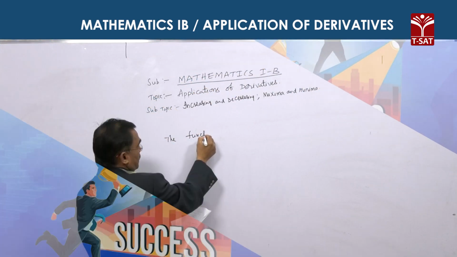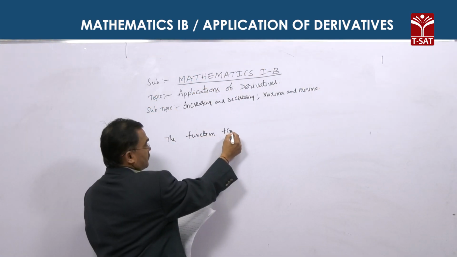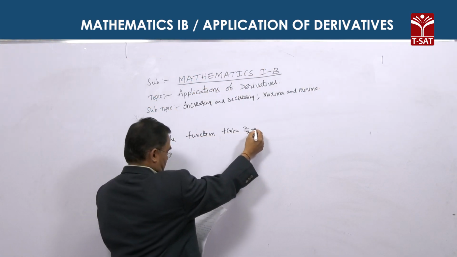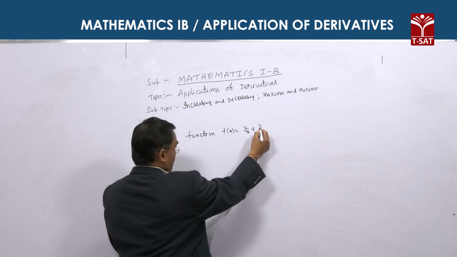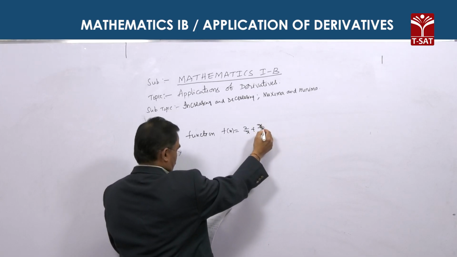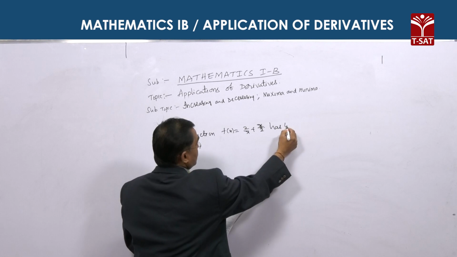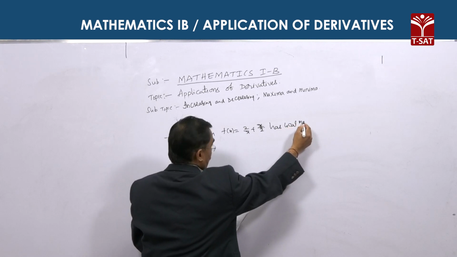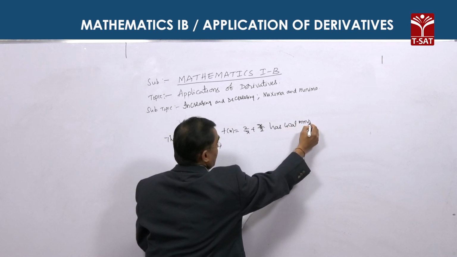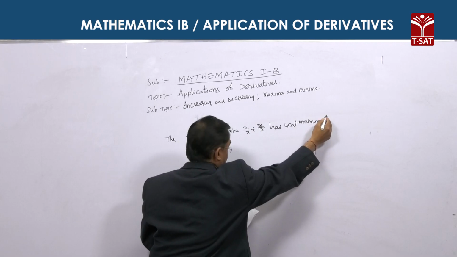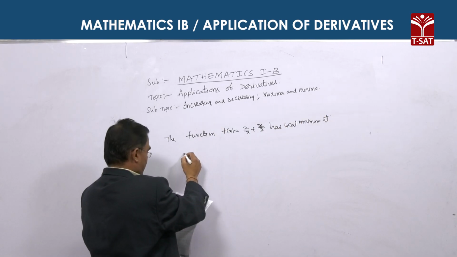Next problem: the function f(x) = 2/x plus x/2 has a local minimum at which point?